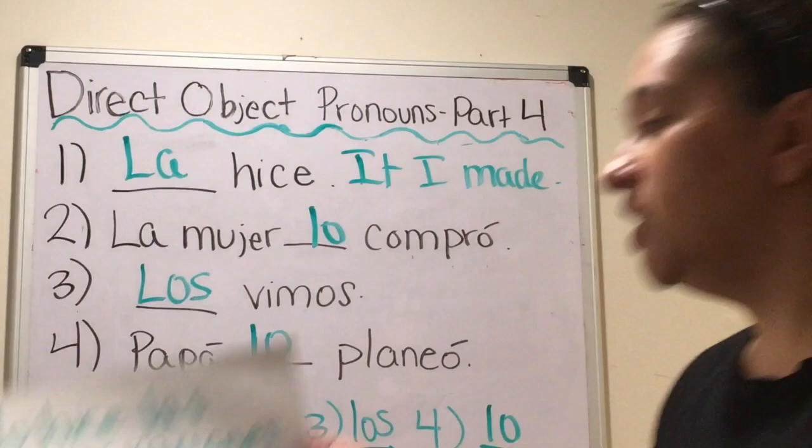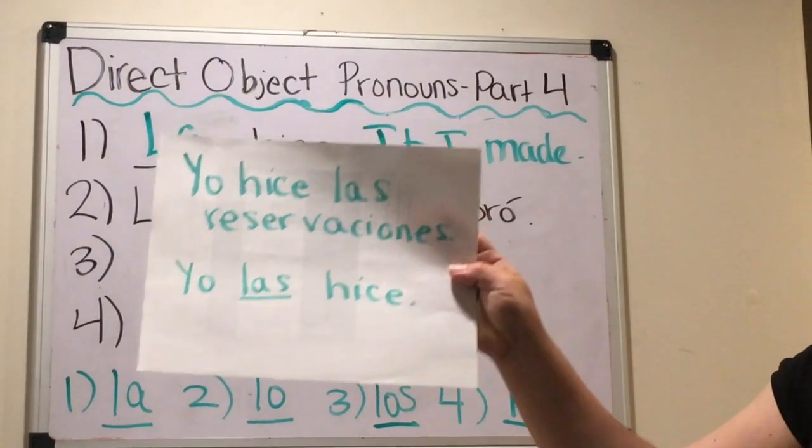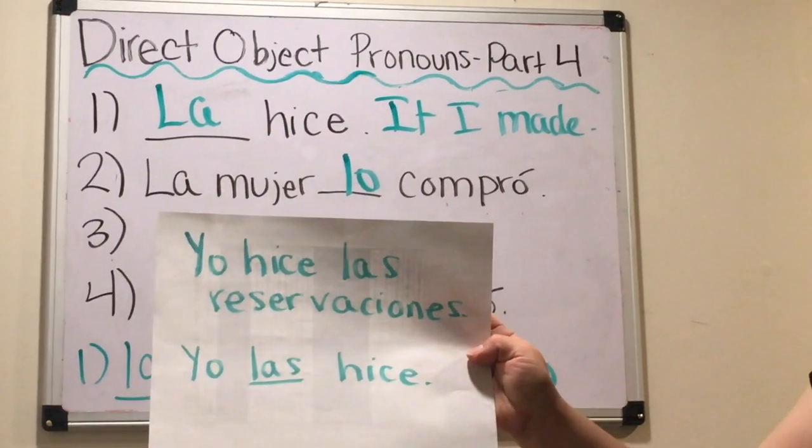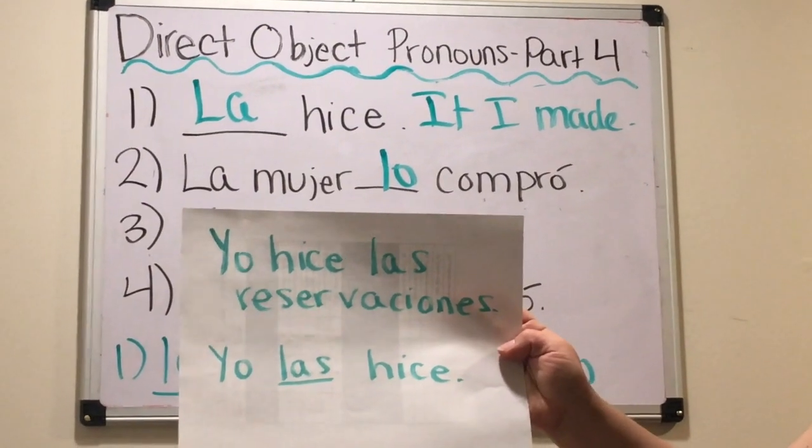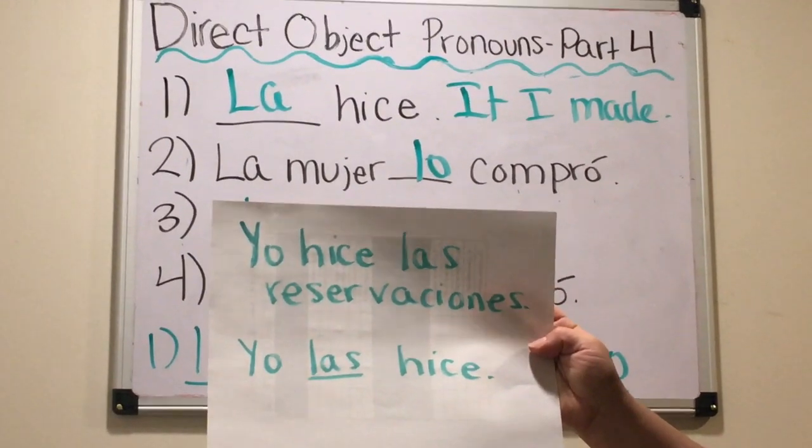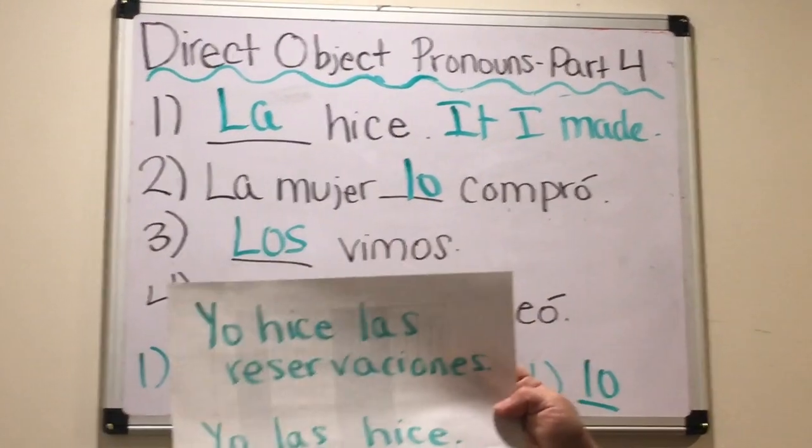So here's that sentence in Spanish. Yo hice las reservaciones. I made the reservations. Now I'm going to say I made them or them I made. Yo las hice.